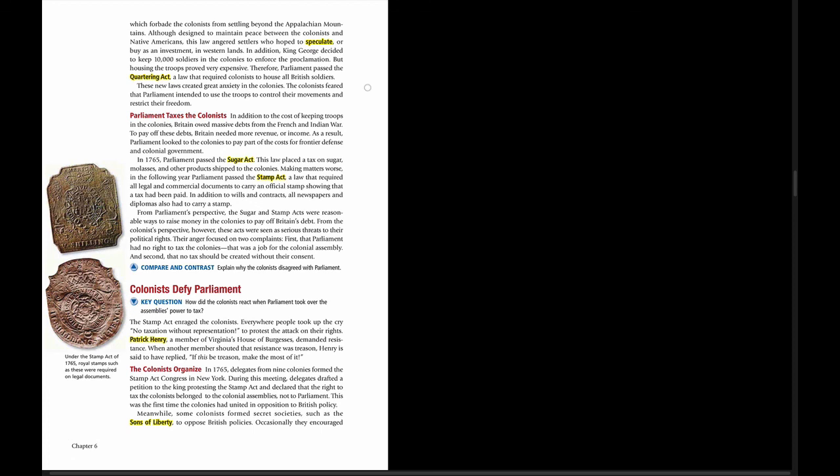In addition, King George decided to keep 10,000 soldiers in the colonies to enforce the proclamation, but housing the troops proved very expensive. Therefore, Parliament passed the Quartering Act, a law that required colonists to house all British soldiers.